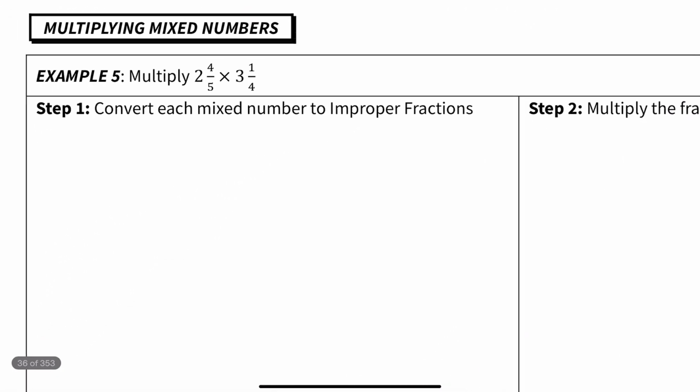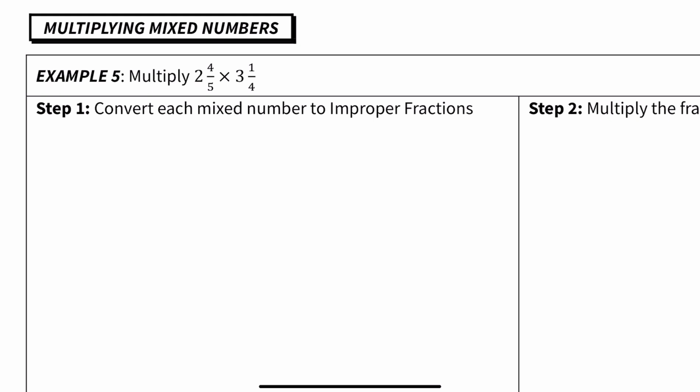Okay, so multiplying mixed numbers, we can do this now. Okay, so if I'm asking you to multiply these two mixed numbers here, 2 4/5 times 3 1/4. Okay, convert to an improper fraction. That's your first step. Convert each one to an improper fraction.